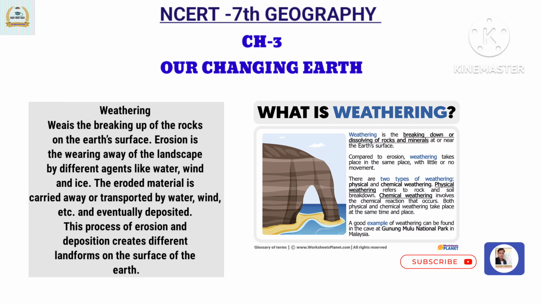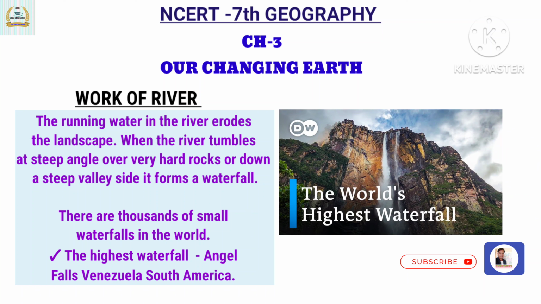Work of the river. The running water in the river erodes the landscape. When the water tumbles at a steep angle over a very hard rock, or down a steep valley side, it forms a waterfall. There are thousands of small waterfalls in the world, but the highest waterfall is Angel Waterfall in Venezuela, South America.